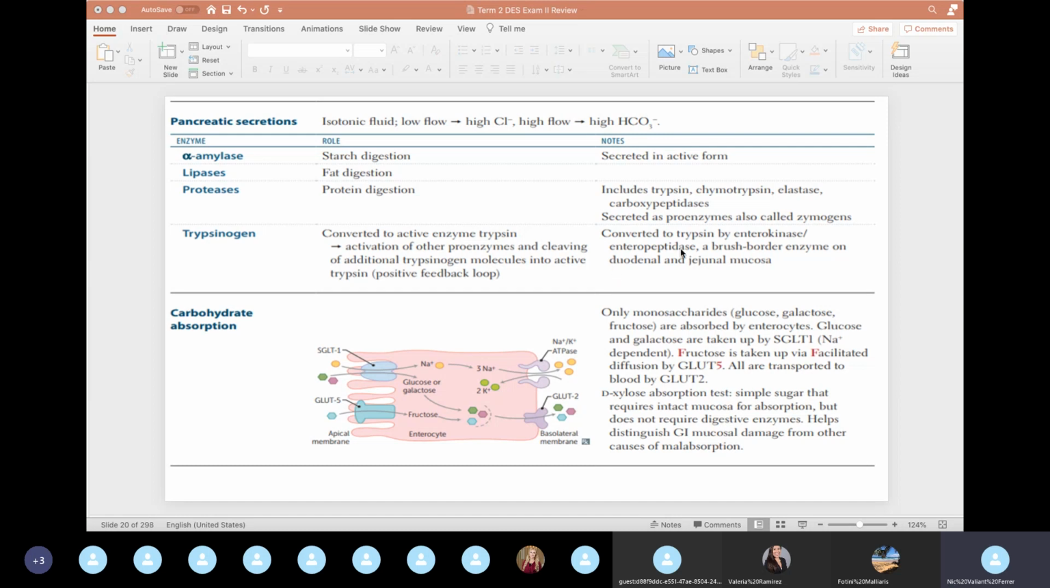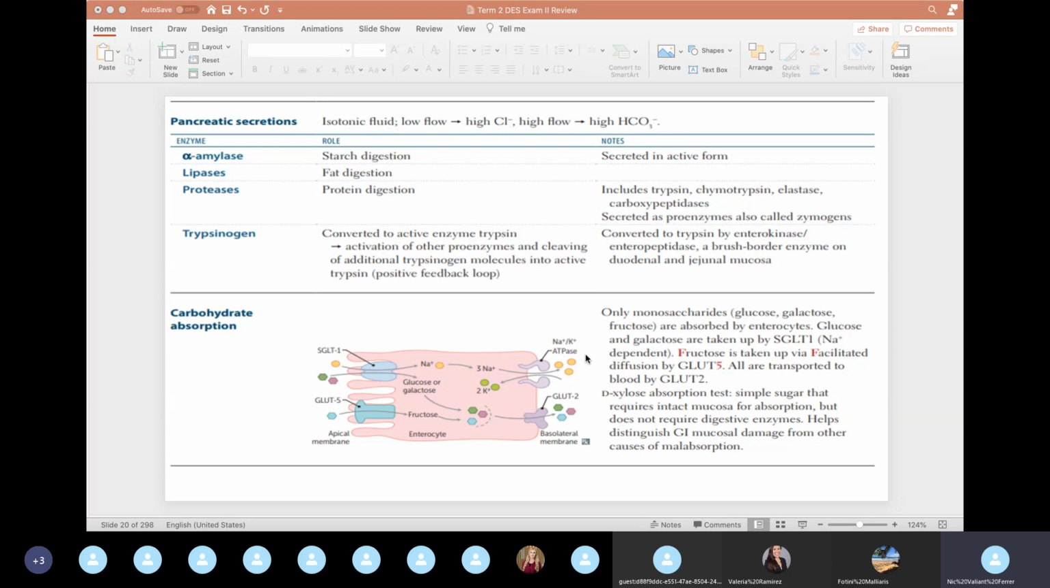Enterokinase, or the enteropeptidase, is a brush border enzyme on the duodenum and your jejunal mucosa. Trypsin is very important because it activates other pro-enzymes, okay? In terms of carbohydrate absorption, do I need to know the GLUTs? GLUT1, GLUT2, GLUT3, GLUT4, GLUT5, SGLT1. I think, yes, you can memorize that one.